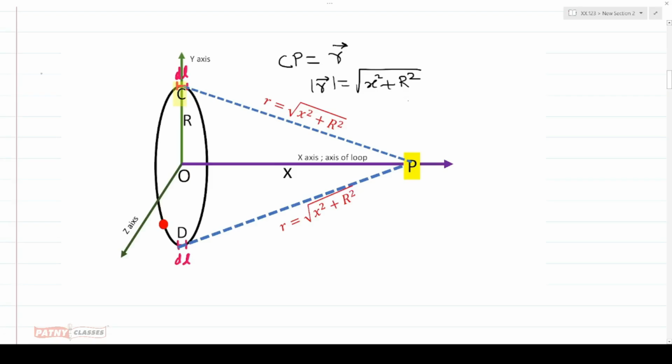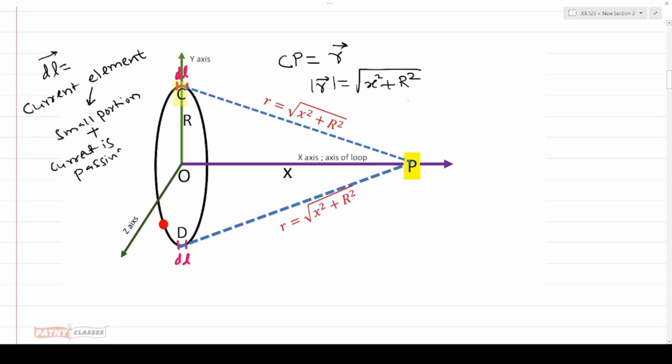Now what is dl? dl is the current element. So what is a current element? A current element is nothing but a small portion of the conductor, and current is passing through it. And it is a vector quantity. So dl is a vector quantity.